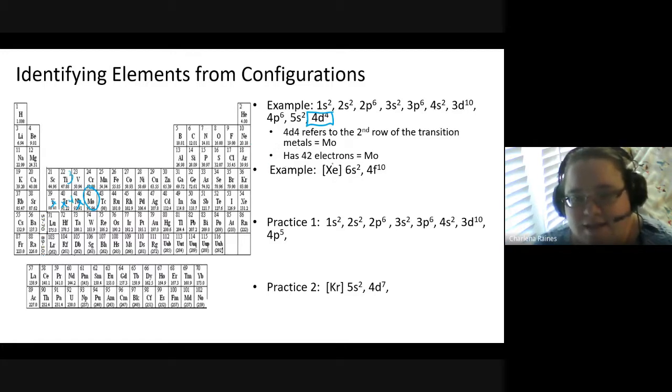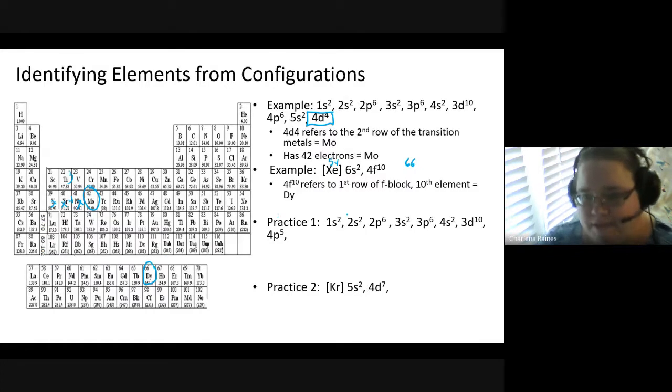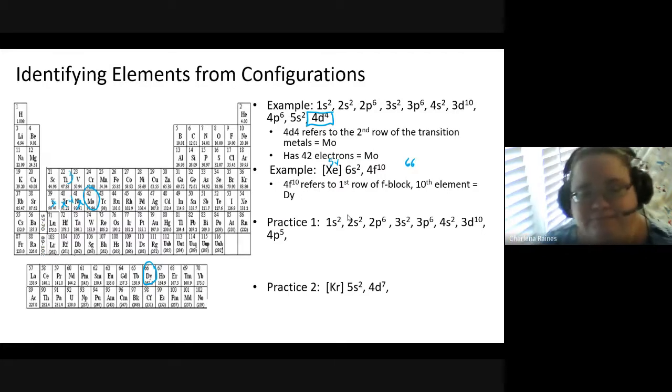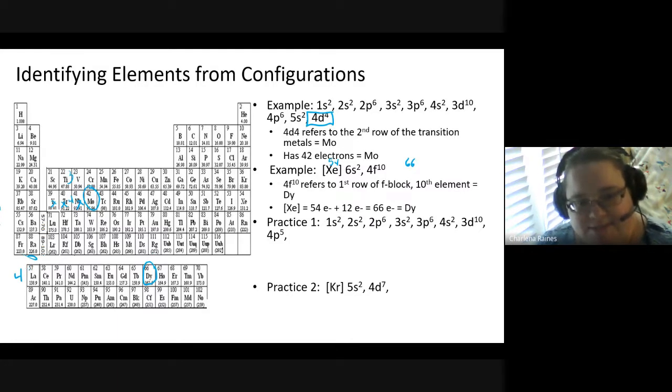So xenon, that's the shortcut for 54 electrons. 54 plus 12 gives me 66. So I've got to be looking at element Dy. Yep, not even going to try and say it. But I could just look at that last little piece. 4F is here. Oops, lost the marker. And 4F10, you're going over 10 places.